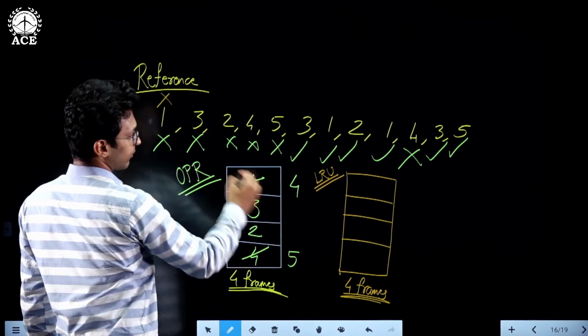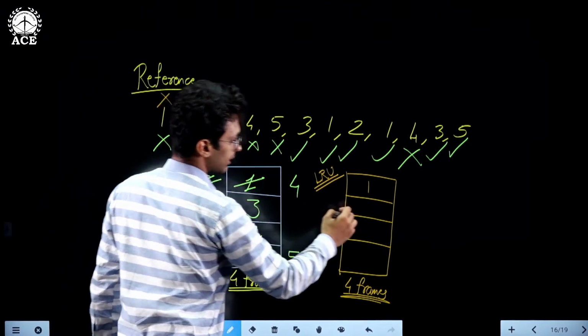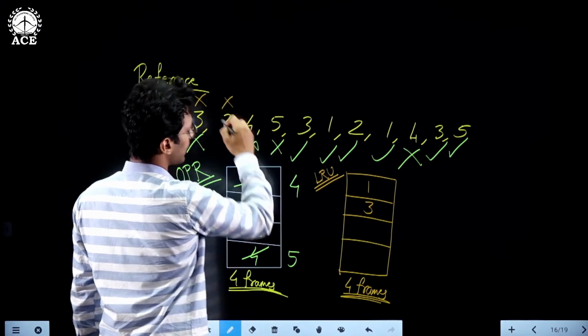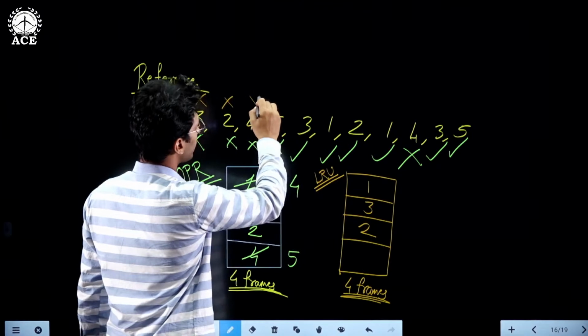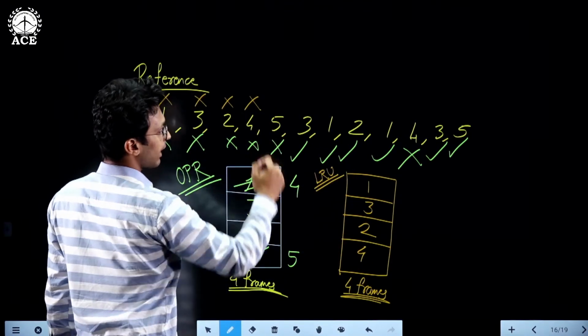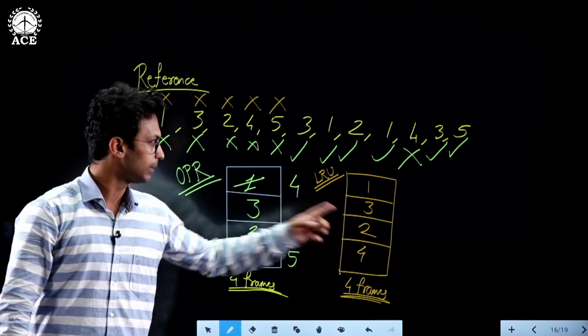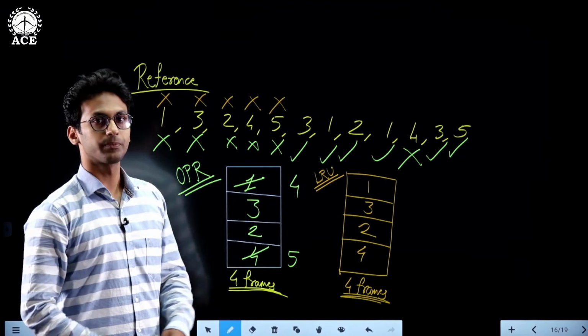1, page fault. 3, page fault, bring it. 2, page fault, bring it. 4, page fault, bring it from logical address space to physical address space. 5, again page fault. Which one will you replace? Which page will you replace? Tell me fastly. Least recently used.